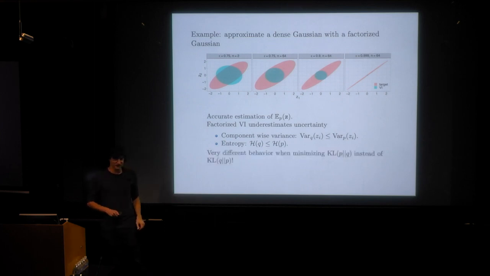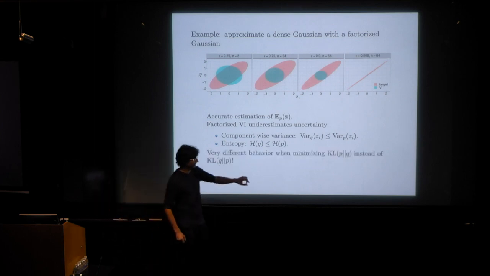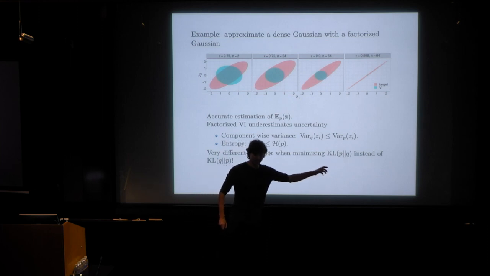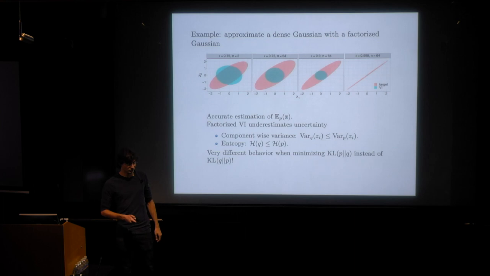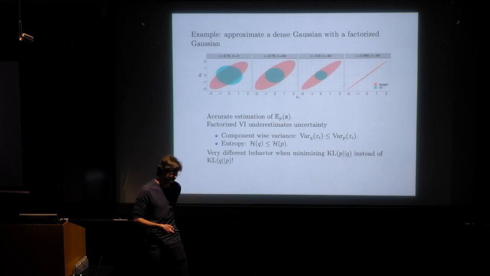And now what's interesting is if I were to compute the KL divergence in the other direction, so from P to Q as opposed to from Q to P, I almost get an opposite behavior, which is that I get very good estimates of the variance, but arbitrarily poor estimates of the entropy. Yes, question?